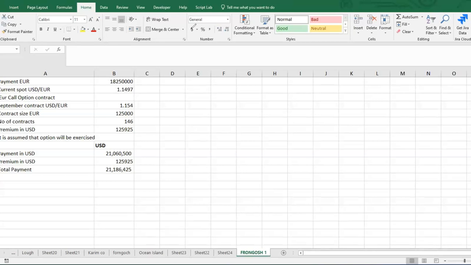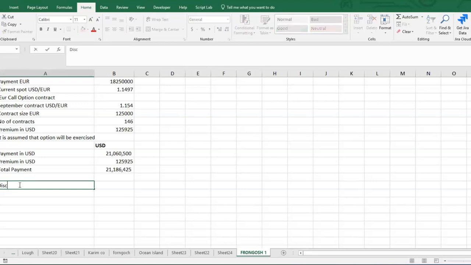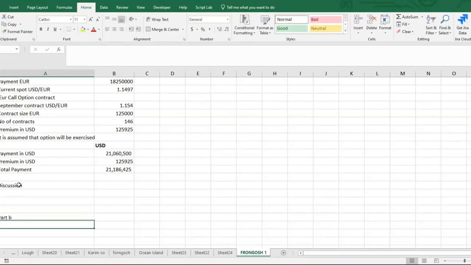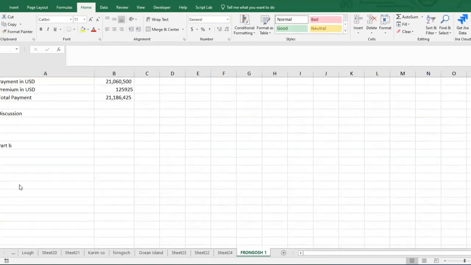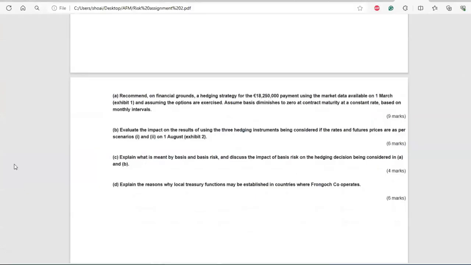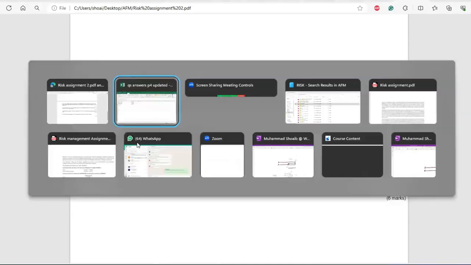Okay. Now let's go to the B part. That is important. Part B. You can discuss your result here, so I'm leaving the space. Part B. So what is the part B, guys? That is important. Evaluate the impact on the result of using the three hedging instruments being considered if the rates and future prices are as per scenario 1 and 2.